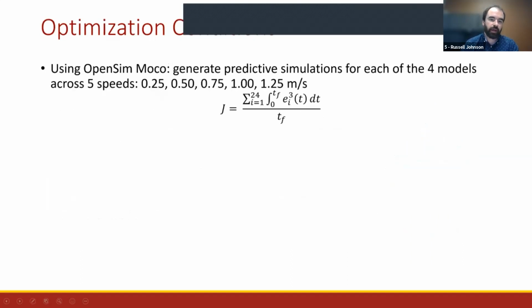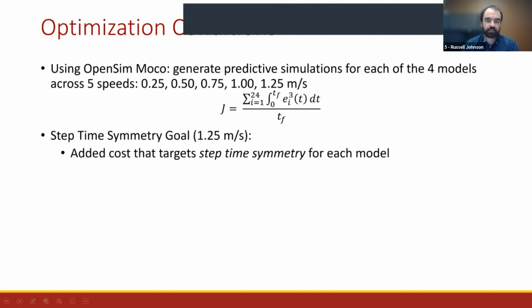We then generated predictive simulations via OpenSim Moco, which you just heard about, across 5 different speeds from 0.25 meters per second to 1.25 meters per second. And for each of these optimizations, we minimized the muscle excitations cubed across all of the muscles. From then, we selected certain speeds to then reduce asymmetry in either step time or step length.